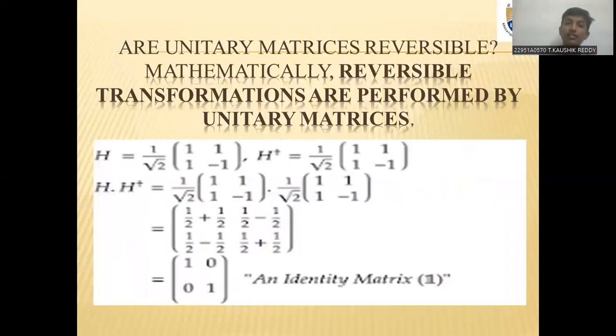Unitary matrices are reversible, mathematically reversible. Transformations are performed under unitary matrices. H is equal to 1 by root 2 into 1, 1, 1, minus 1. H star is equal to 1 by root 2 into 1, 1, 1, minus 1. So H into H star is equal to 1 by root 2 into 1, 1, 1, minus 1 into 1 by root 2 into 1, 1, 1, minus 1. Then we'll get 1 by 2 plus 1 by 2, 1 by 2 minus 1 by 2, 1 by 2 minus 1 by 2, 1 by 2 plus 1 by 2. We'll get 1, 0, 0, 1, an identity matrix.